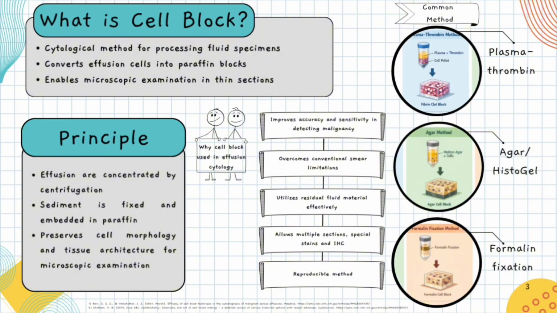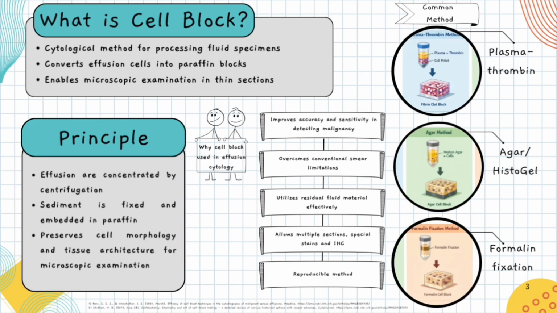Now, moving on to why cell block is used in effusion cytology. The cell block technique helps in the accurate diagnosis of malignancies in serous effusions. It also overcomes the limitations of conventional smear techniques. Another advantage is that it utilizes residual fluid material effectively, which might otherwise be discarded. In addition, the cell block allows the preparation of multiple sections from the same sample, making it possible to perform special staining and immunohistochemistry. Furthermore, the technique is reproducible, meaning consistent results can be obtained when it is repeated.